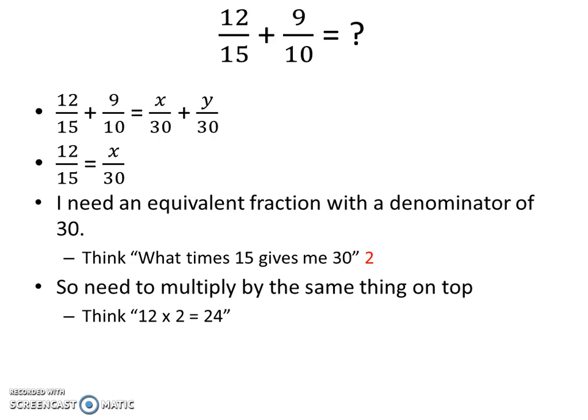So then I need to do the same thing on top. So if I multiply by 2, 12 times 2 will give me 24. So an equivalent fraction to 12/15 will be 24/30.